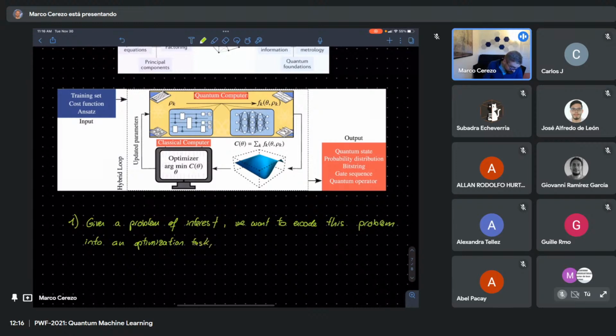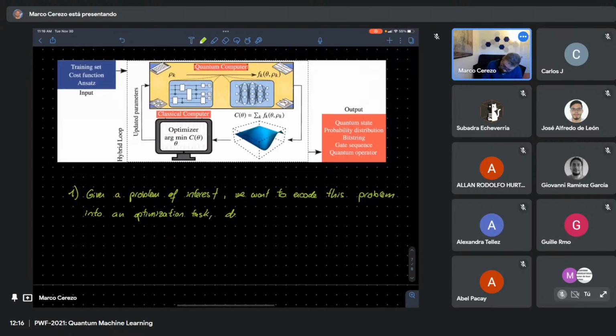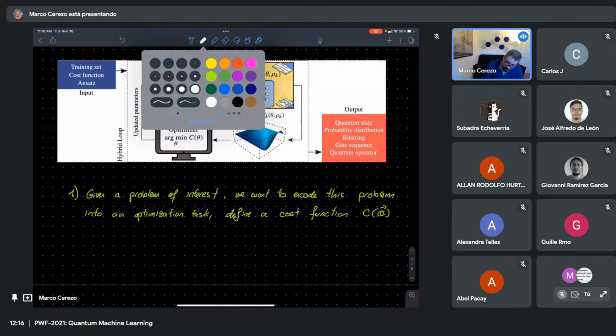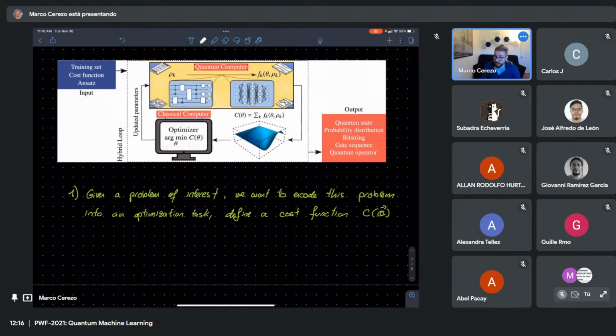This usually means that we're going to define a cost function, which we're going to call from here onwards C of theta vector, where theta is going to be a set of trainable parameters. For now, let's just assume that we don't know what they are. They're just a set of trainable parameters. And there are certain properties that our cost function needs to fulfill.